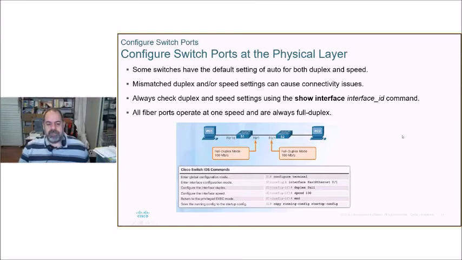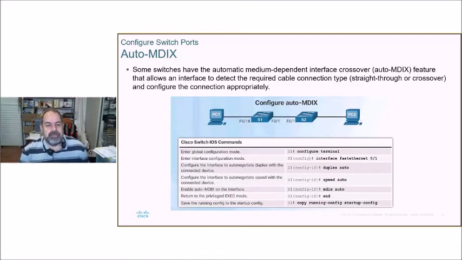Fiber ports operate at one speed and are always full duplex. Okay, some switches, more modern ones, have the automatic medium dependent interface crossover, or MDIX feature. If you link two switches together, you don't necessarily need to use a crossover cable, which we probably spoke about in Introduction to Networks. Basically the switches will sense what circuit the other end is using and then adapt automatically. You can do mdix auto as a setting there. For auto negotiation to work, all of those settings need to be in auto.